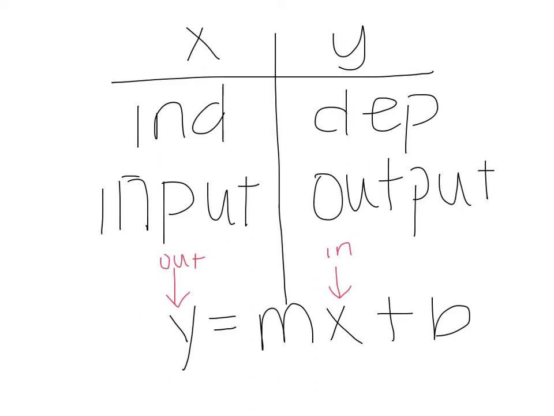Another way, like I said, is whatever is in the problem is your X, is your independent. And whatever the answer is, or your output, is your Y, which is also your dependent value. So whatever's in the problem is independent, and what is the answer is dependent. So those are also good ways to know how to distinguish them.